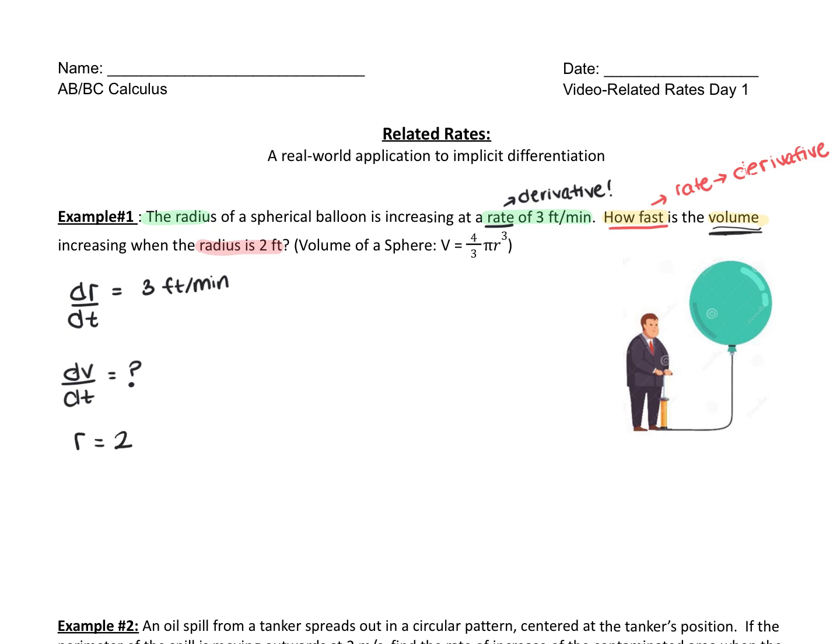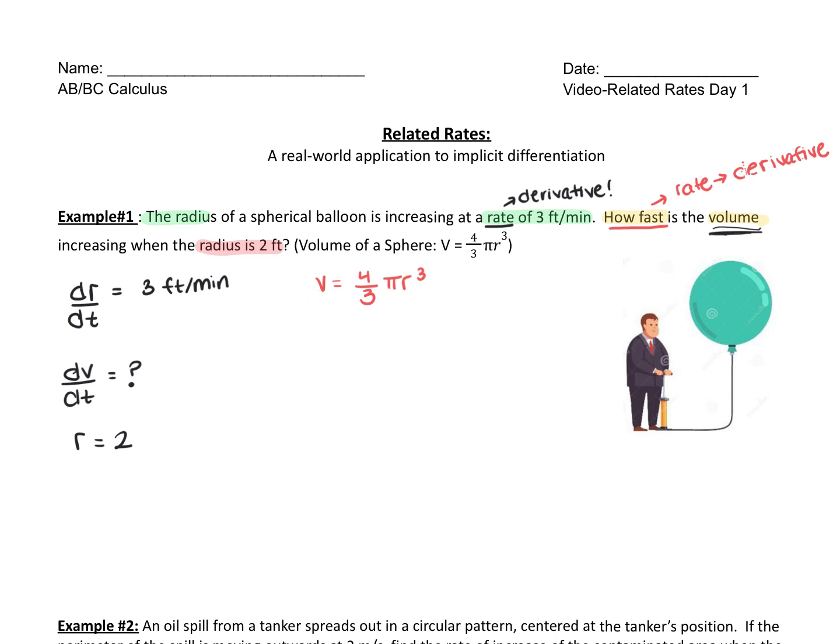So now that we're able to decode this, we need to use a formula. So we're talking about a spherical balloon and we're talking about its volume. So I'm giving you the formula for a volume of a sphere. So we're going to start by writing it down. Volume equals 4/3 pi r cubed. Now, in order to plug in dr dt or dv dt, since these are derivatives, we have to take the derivative of both sides of the equation.